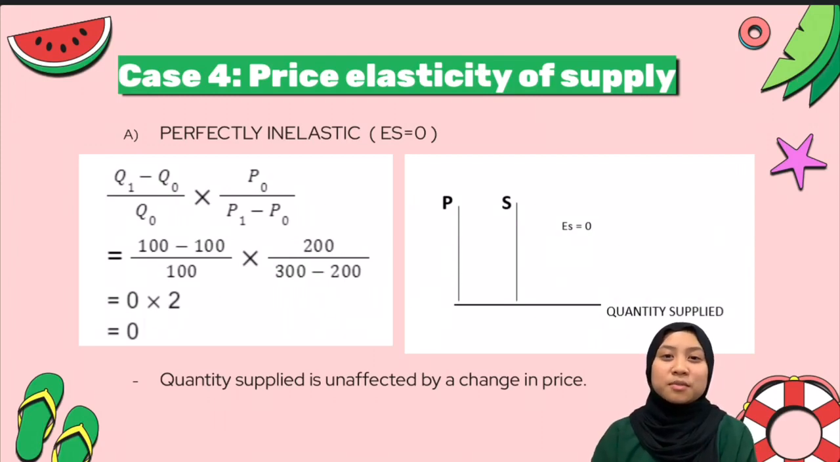Case 4, price elasticity of supply. We are going to determine what type of elasticity for question A. We are going to calculate the elasticity using the formula, the percentage change in quantity supplied divided by the percentage change in price. The final value is equal to 0. We know that the final value of 0 shows that the type of price elasticity is perfectly inelastic. This is because quantity supplied is unaffected by the change in price.